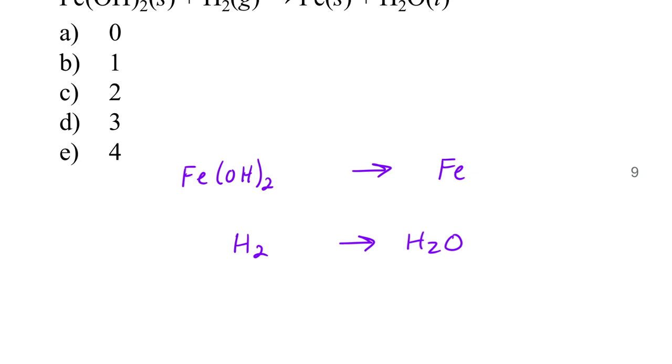So, balancing other atoms. For our iron half reaction, we've already done that. There's one iron on the reactant side, one on the product side. Then the other half reaction doesn't have any other atoms. So that's good for now.